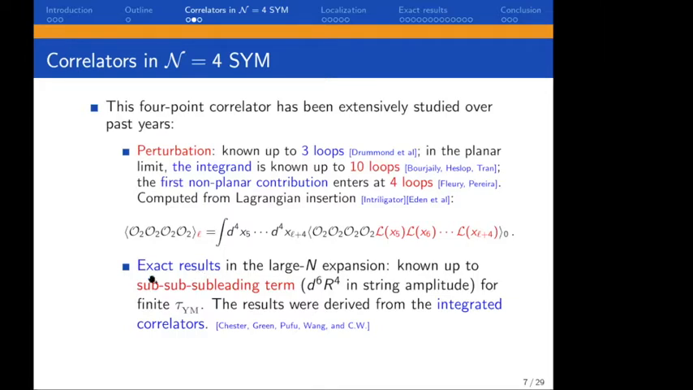The other direction which my collaborators and I have been interested in is to explore exact results for this correlator, exact in the sense of not doing perturbation theory. We want to study this correlator at arbitrary finite coupling, but in the large N expansion. Until now, the result is known up to sub-leading order compared to the supergravity limit. Translated into string language, this is basically an order of D6 R to the 4 in the alpha prime expansion of the string. And this result, as I will briefly review, was derived from the integrated correlator at the very end of this talk.